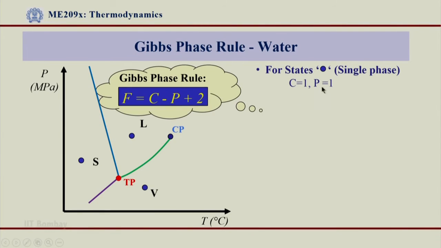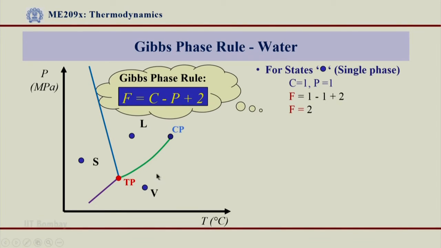Let us now put these C and P values in this Gibbs phase rule and see how we compute the value of F. If I say F is equal to 1 minus 1 plus 2, I will get F equal to 2. It means that for the single phase region, the degrees of freedom is equal to 2. It means that, for example, let us be in this region. If I vary this T here in this region, I can still be in the single phase region, or I can vary pressure a little bit and I could still remain in the single phase region.